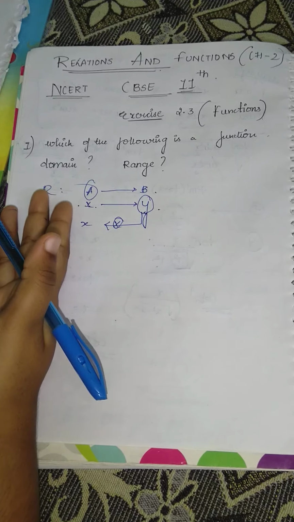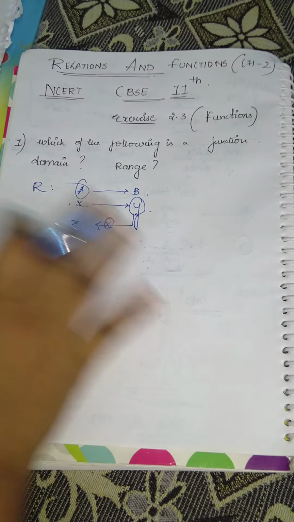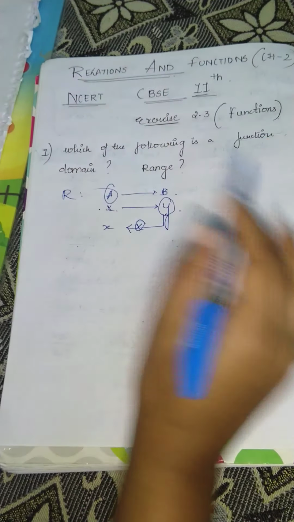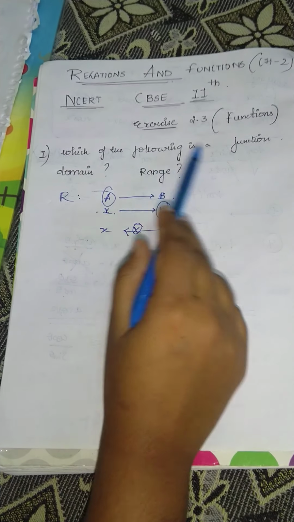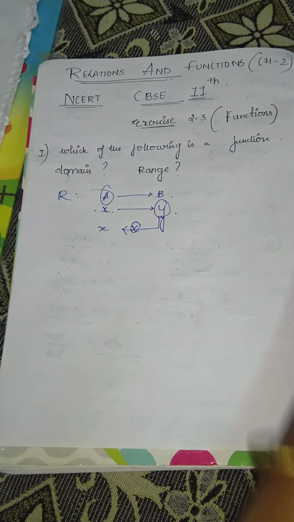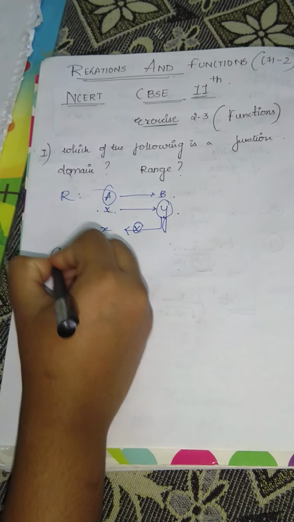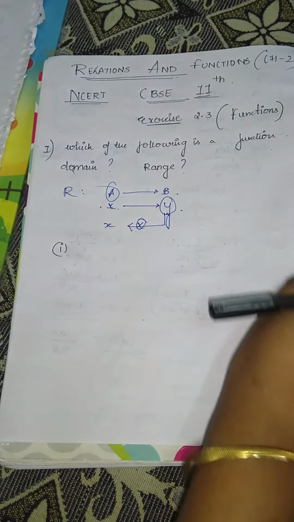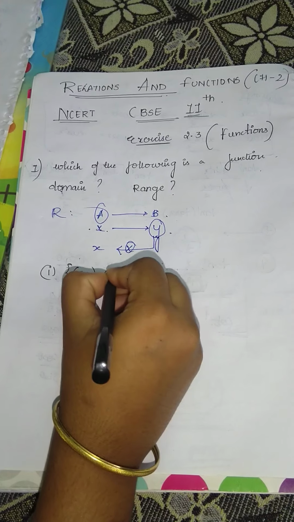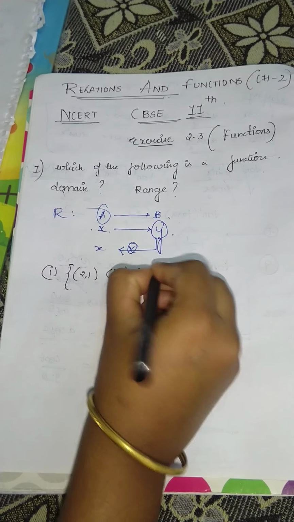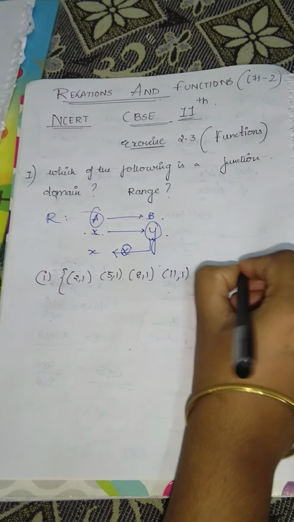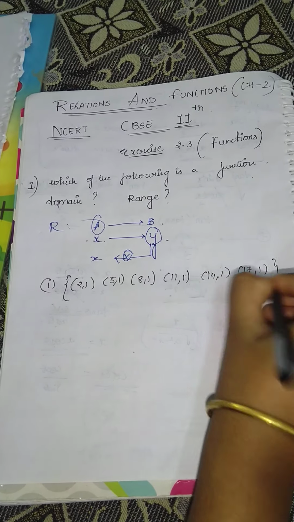That question number 1 itself will clearly explain what is a function and what is not a function, okay. So the first question is, which of the following is a function, and you have to say about its domain and also its range, okay. So in your first question from exercise 2.3, the given set is (2,1), (5,1), (8,1), (11,1), (14,1) and (17,1), okay.